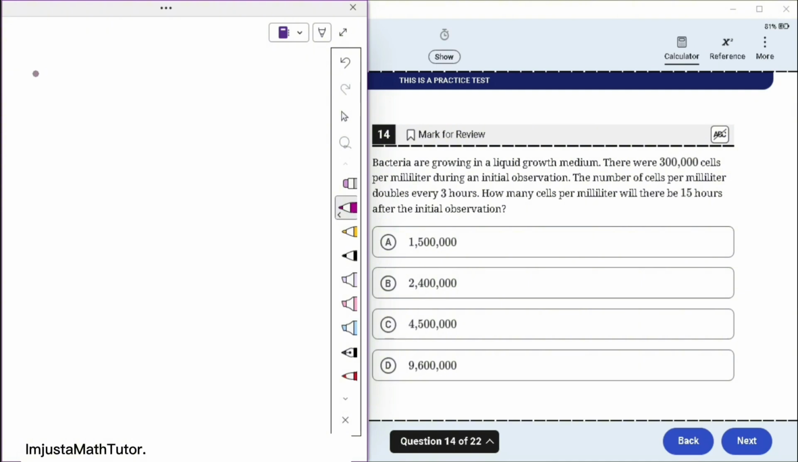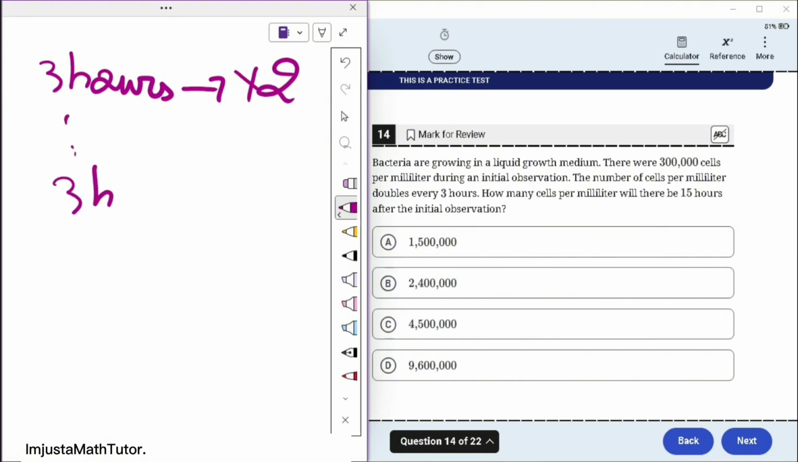So according to the problem, every 3 hours it's going to double. So our value is going to be multiplied by 2. And then another 3 hours passes. We're going to multiply that value by 2, in other words, double it every 3 hours. So how many will our value be after 15 hours?